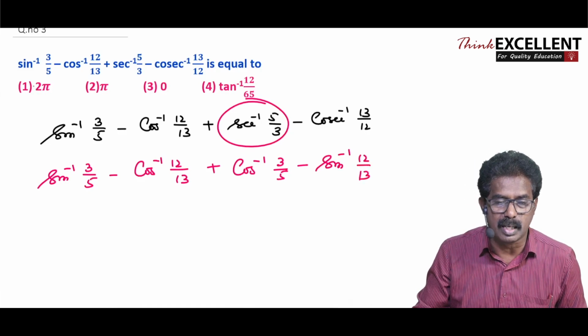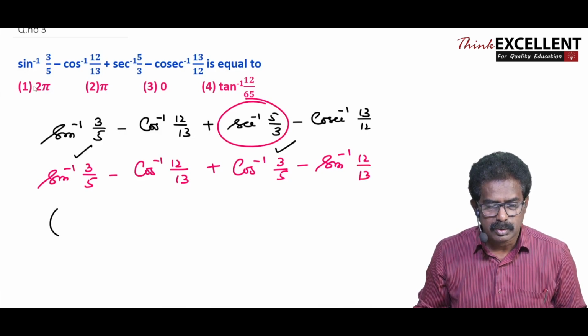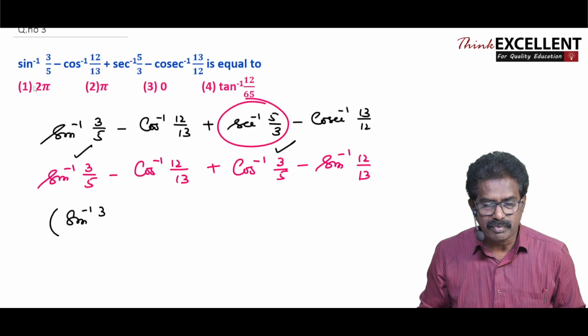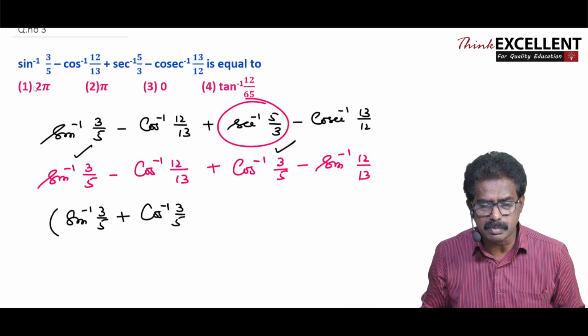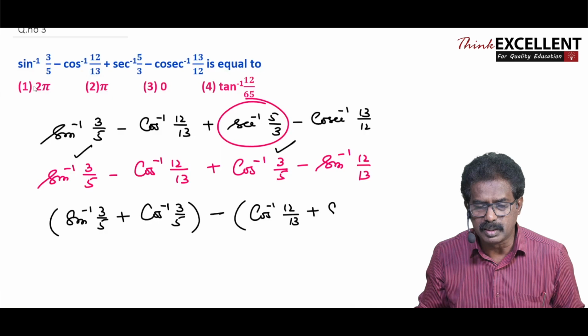Hope you understood. Now you group these two, the 3 by 5s. So sine inverse 3 by 5 plus cos inverse 3 by 5. Other two terms, minus is there. Take minus sign outside. Cos inverse 12 by 13 plus sine inverse 12 by 13.